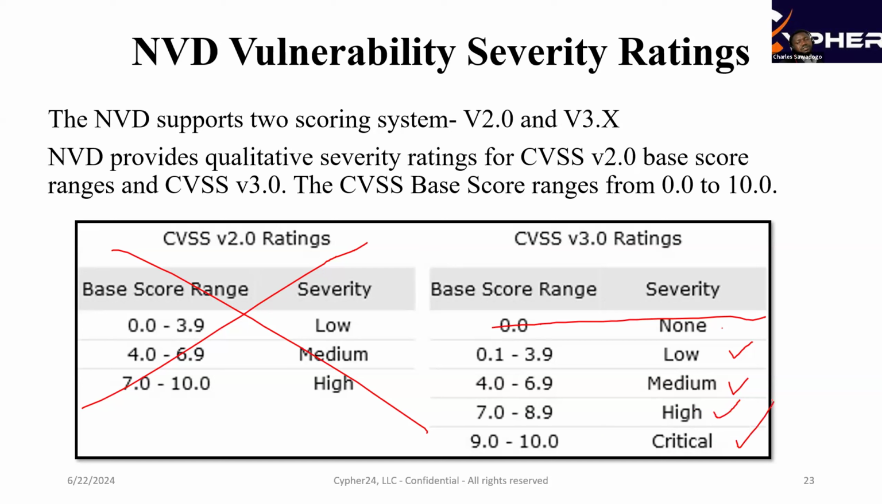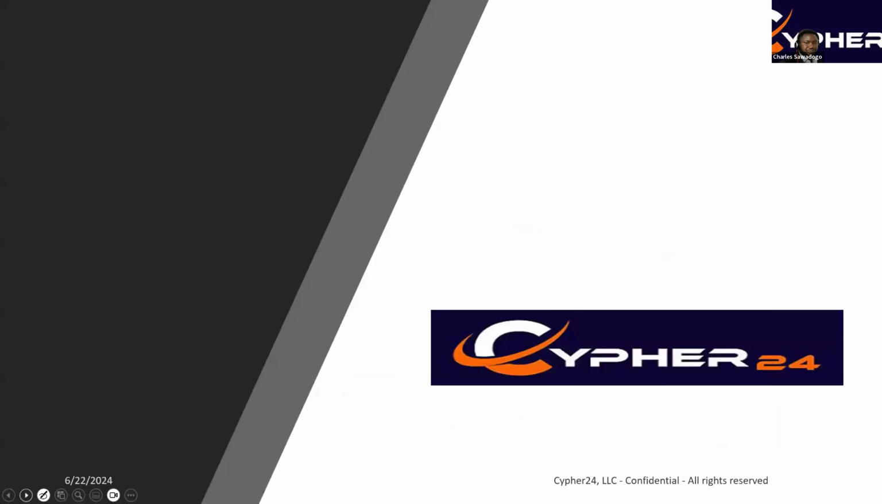10.0 is critical. So you can see that the vulnerabilities are rated between low, medium, high, and critical. That is the current rating that we are using.